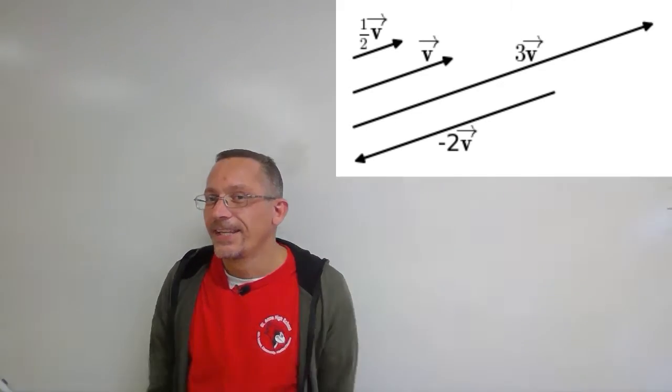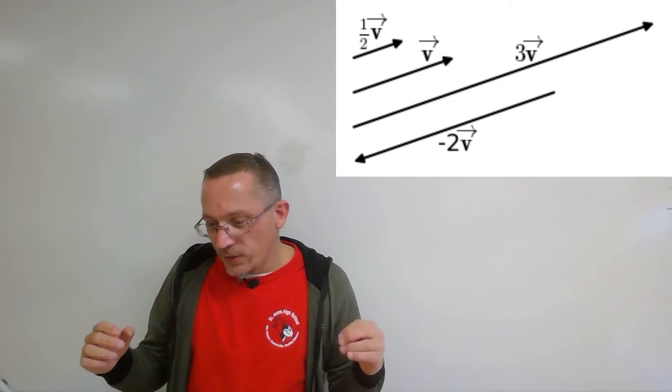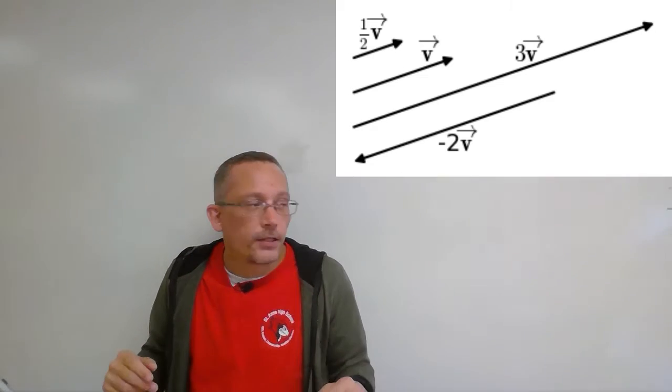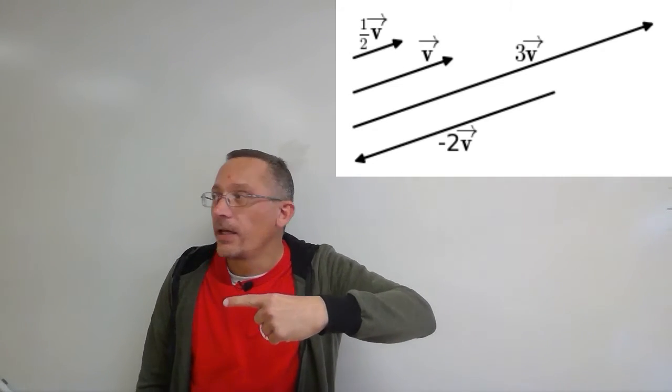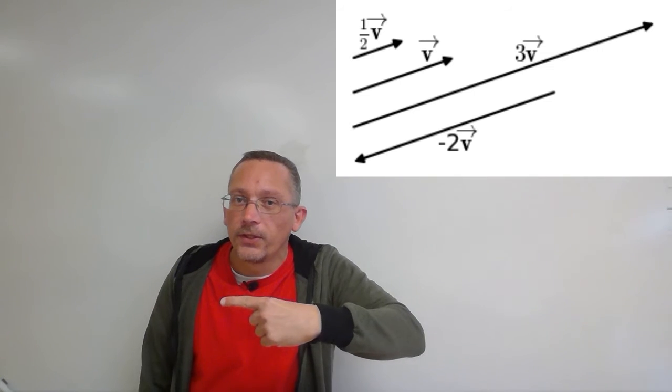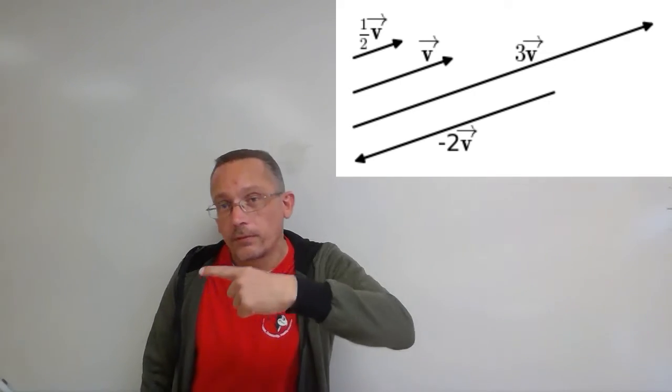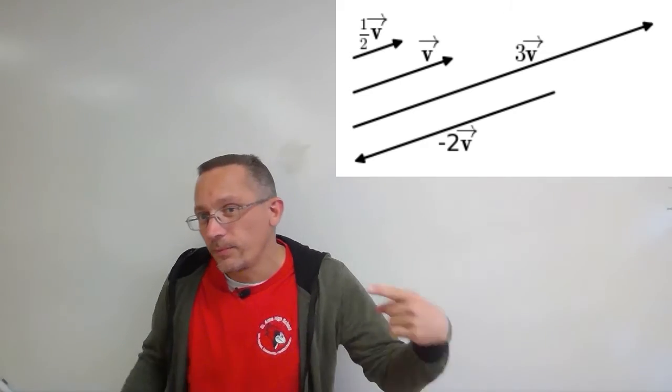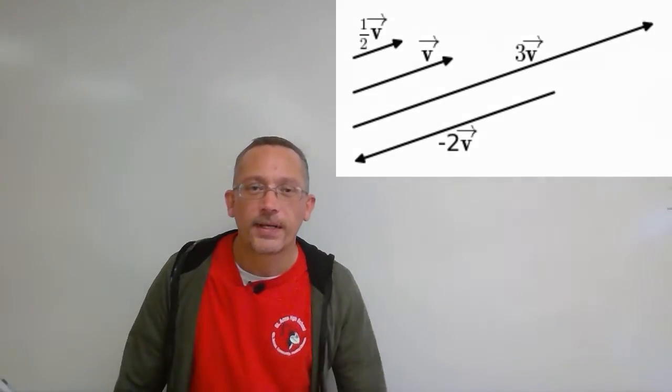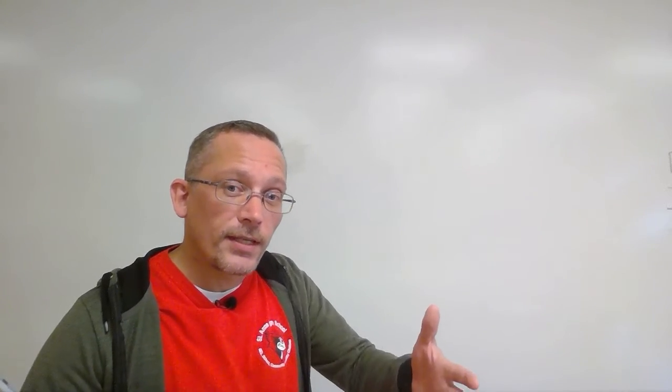Make sense? So if I have a vector that is 2 meters that way, and I want to multiply it by 2, then it will be 4 meters that way, right? So you just multiply the numbers and keep the same direction pretty much, right? So multiplying vectors.